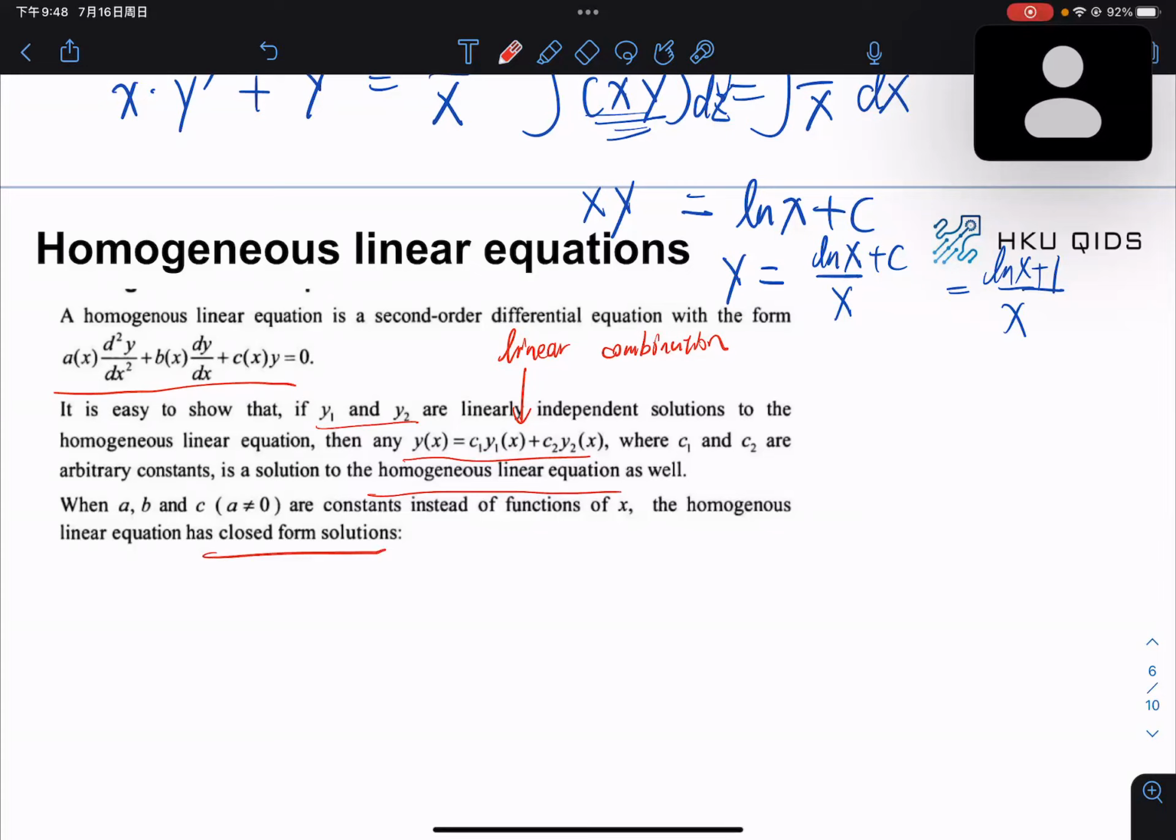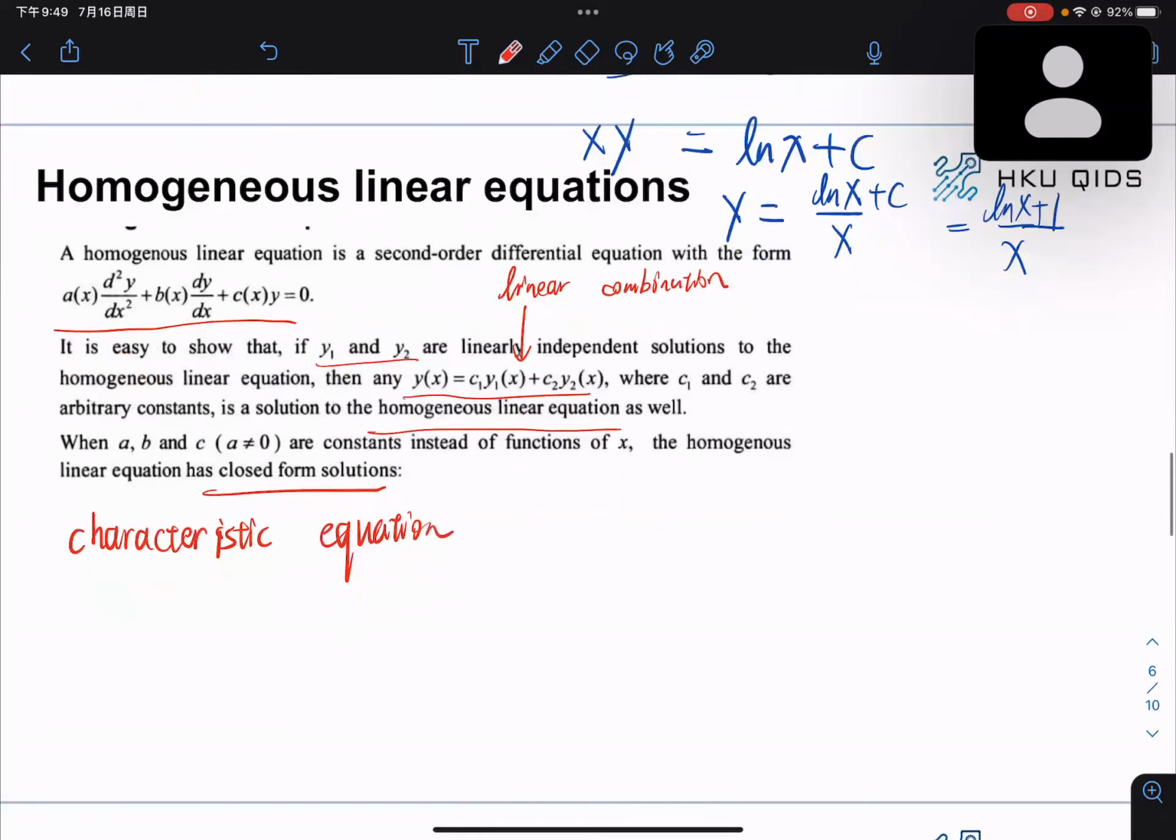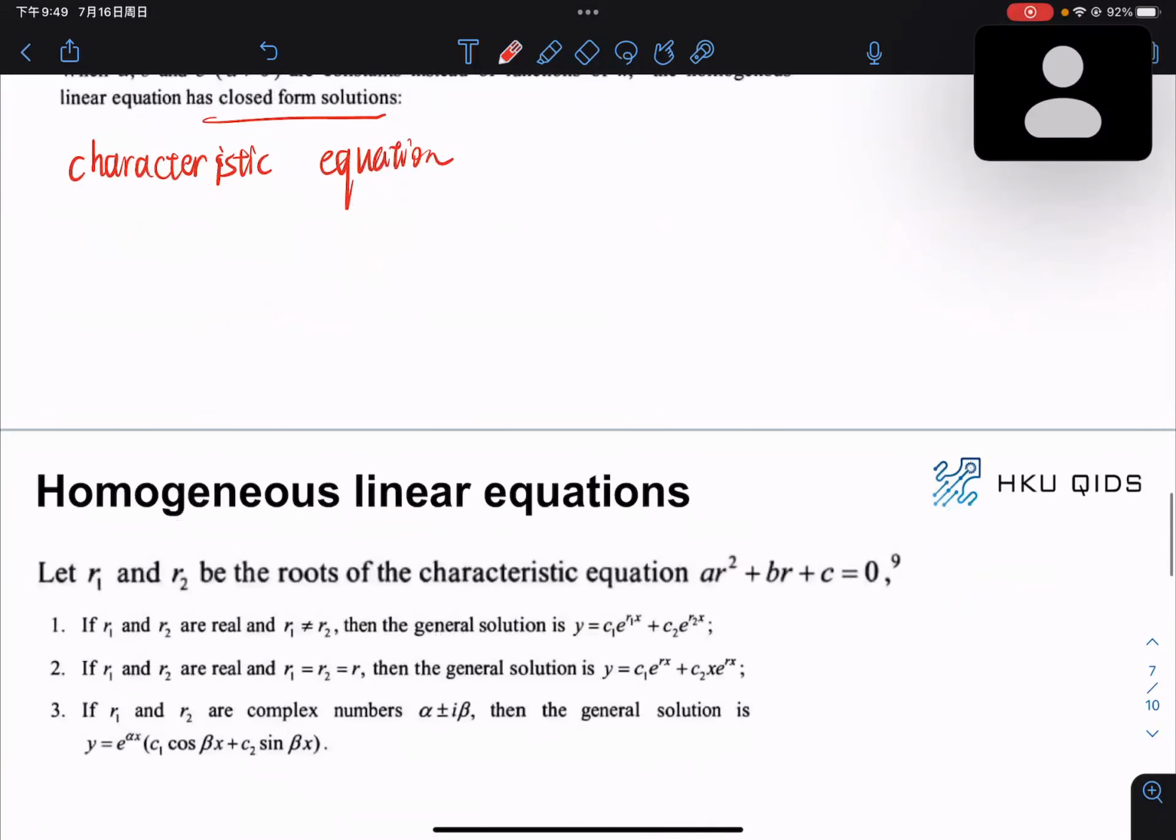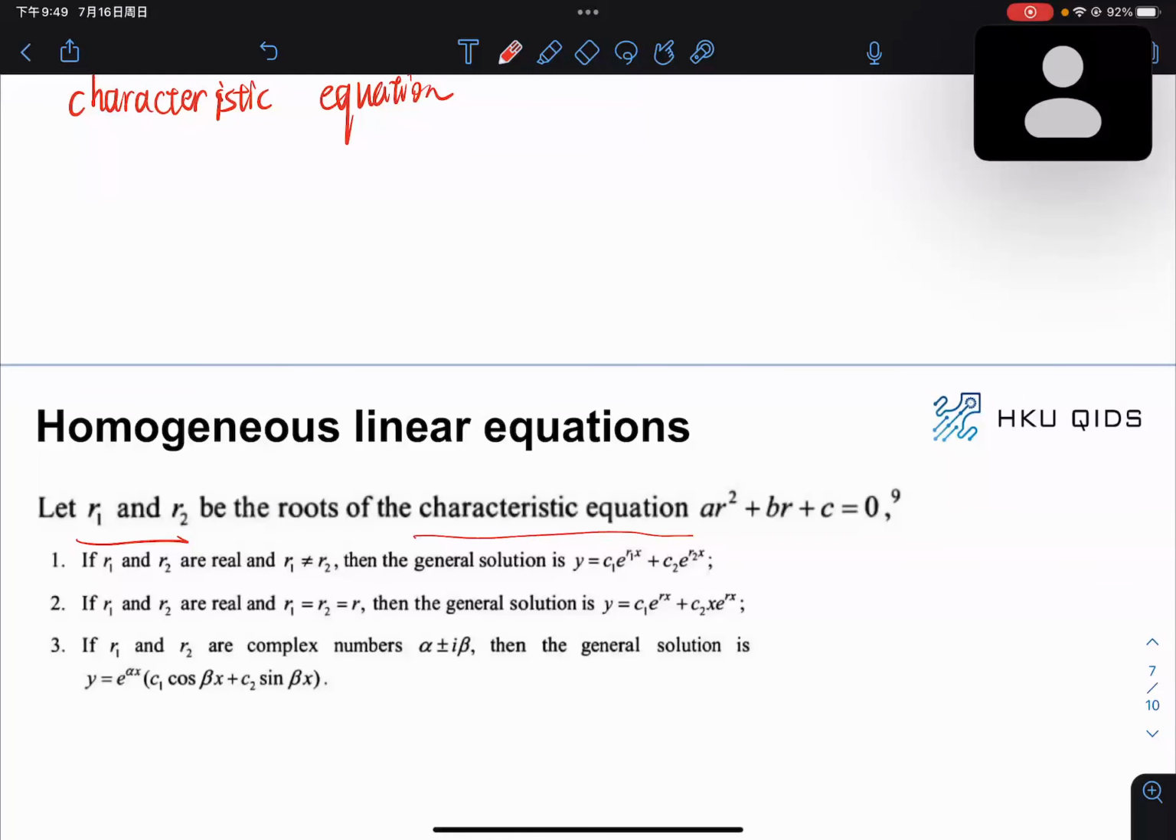How can we solve that? We just need to find a characteristic equation, okay? In Chinese, we call it 特征根方程. So let R1 and R2 be the roots of this characteristic equation: aR squared plus bR plus c equal to 0. So there are three cases.